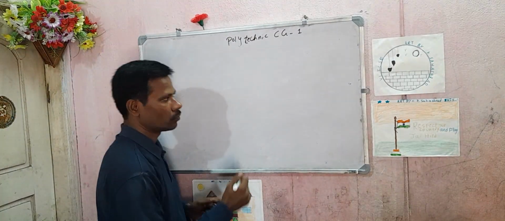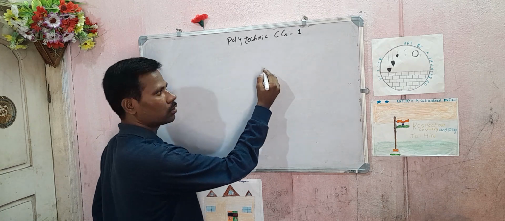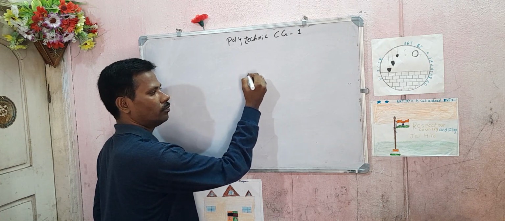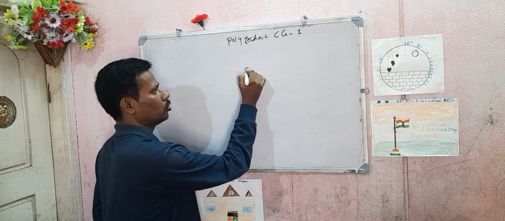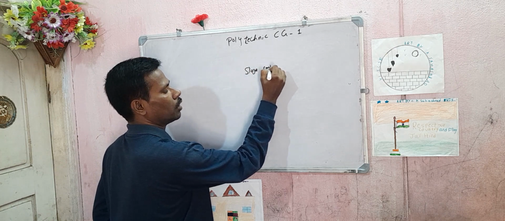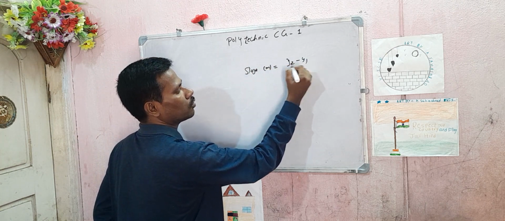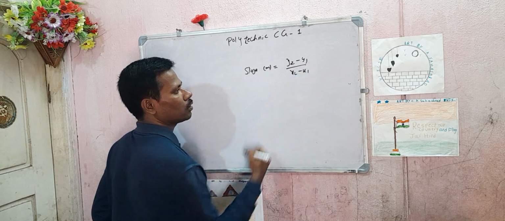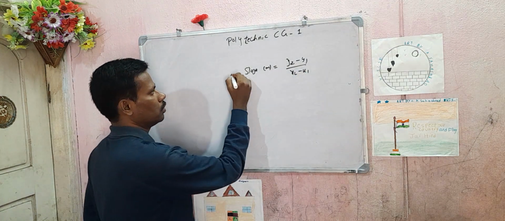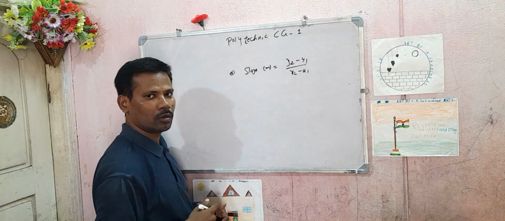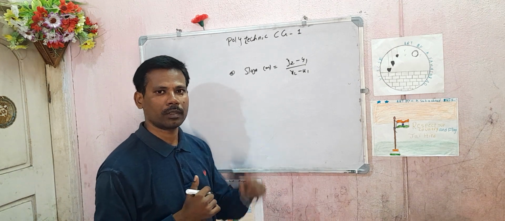Another one. This is slope. Slope m can also be written as y2 minus y1 by x2 minus x1. This is another important formula. Without knowing this, we cannot do problems. That's why I am explaining all this.